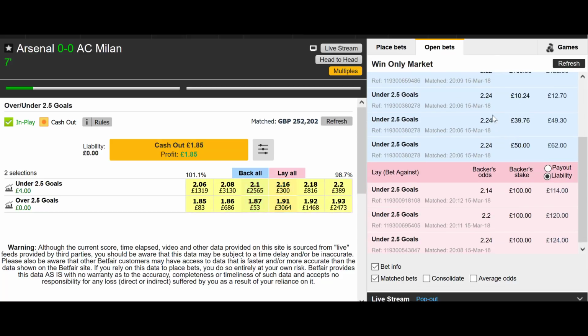I had a scalp earlier on, which made me £2, and then you saw the scalp I just did. So now we've got £4 sitting on under 2.5 goals. We were in and out of the market within a couple of minutes. So that is one way of trading.